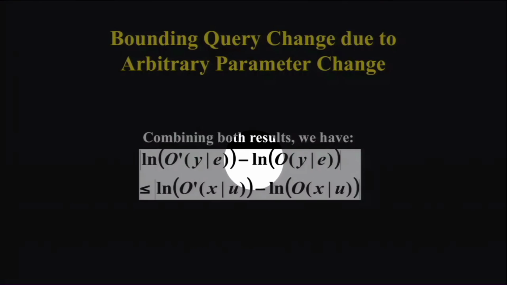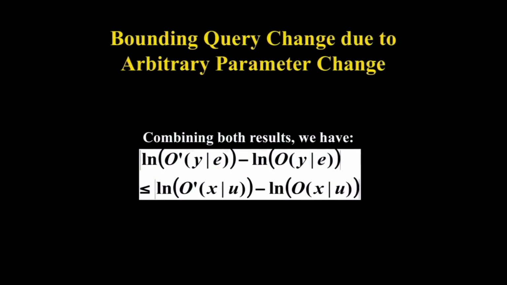And what does this say? That cannot be larger than the difference in log odds of the parameters. If you measure change in terms of the change in log odds, you can bound the change in a query. You can say that if I make a change to a parameter, no query will change by more than that. But you have to measure change in terms of log odds as opposed to absolute or relative.